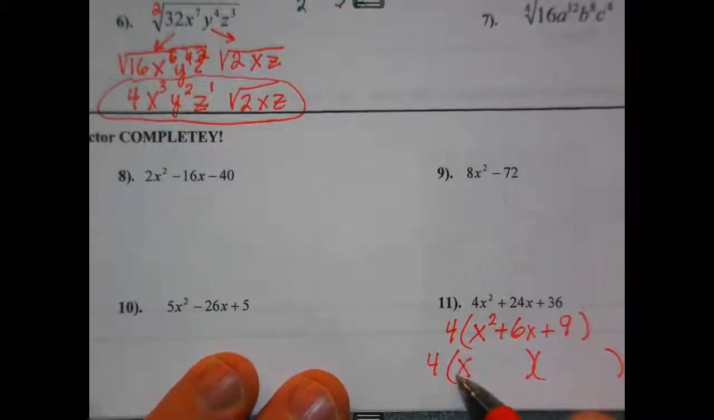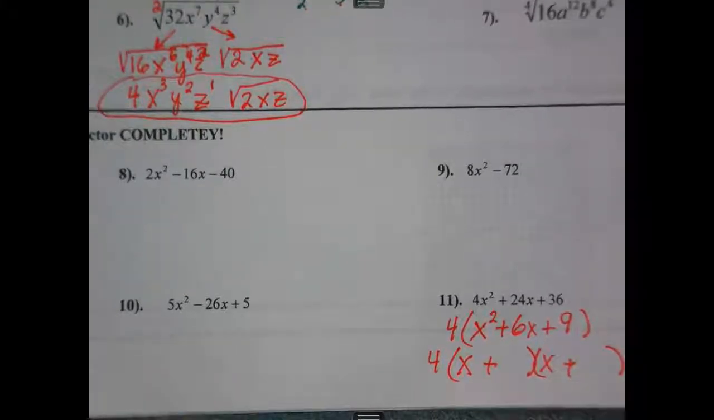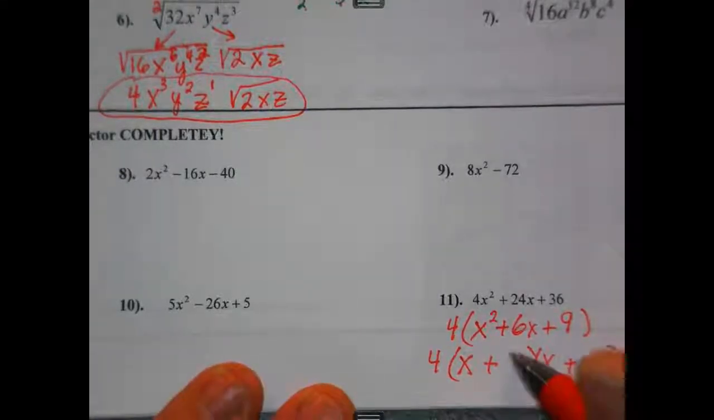I know the only way to get x squared is x times x. Look at the signs. I have a positive. They have to add up to a positive. So what are my signs? Good, positives. Factors of 9 that add up to 6. 3 and 3.